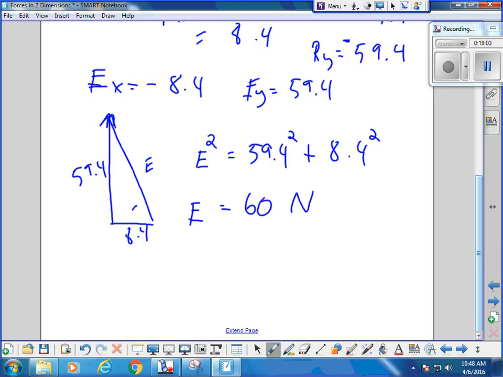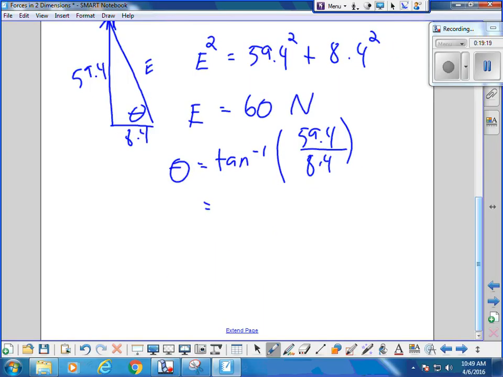And we do need to find this angle here. So theta is equal to inverse tan, opposite over adjacent. 59.4 over 8.4. 82. Does that seem reasonable given those numbers? 60 and 8? I think so, right? So that's going to be west, 82 north. Hey, let's check the answer.